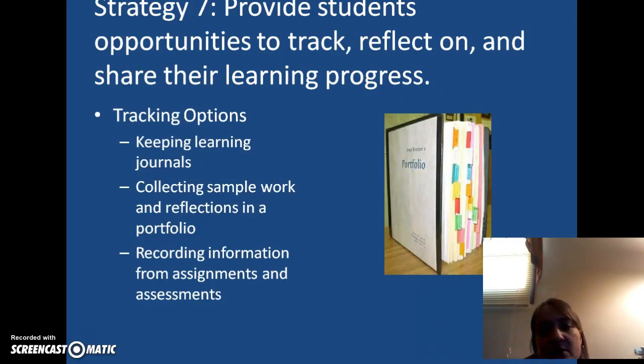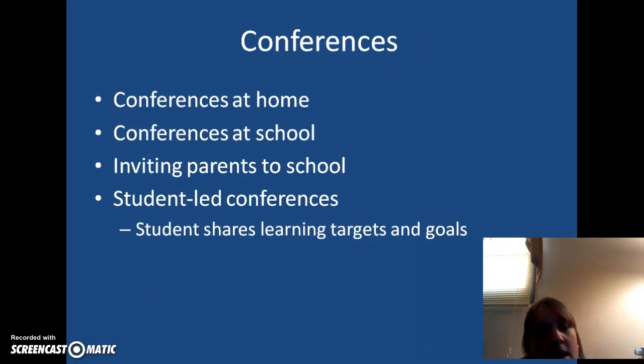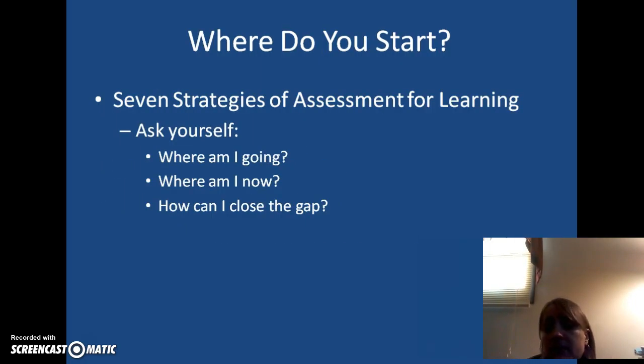Strategy 7 provides students with opportunities to track, reflect on, and share their learning progress. Some examples would be journals, reflections and portfolios, recording information from assignments and assessments. I personally like the portfolio where students can constantly go back and reflect on the work that they're doing throughout the year. Another example will be conferences at home, at school, inviting parents to school. Student-led conferences are also an up and coming thing right now. Students share their learning targets and goals, whether it's with parents, teachers, or other adults in the school.